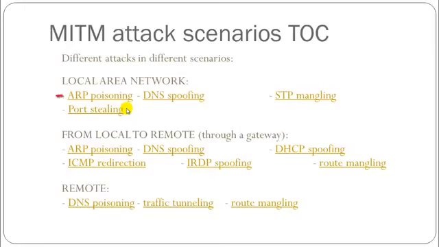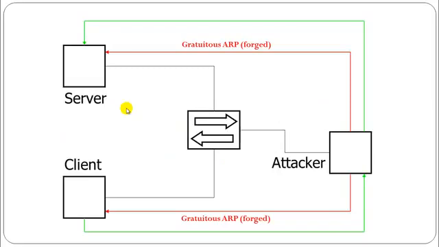So these are the different types of attack: ARP poisoning, DNS spoofing, STP mangling, and port stealing. Then we have attacks through a gateway from a local machine to a remote machine. They do the same things again: ARP poisoning, DNS spoofing, DHCP spoofing, ICMP redirection, IRDP spoofing, and route mangling. And finally, once we have remote access, we can again do DNS poisoning, traffic tunneling, and route mangling. I would be teaching you some of these today, and I'll let you know how exactly these work. We will start today with ARP poisoning, and I'll tell you how this works exactly.